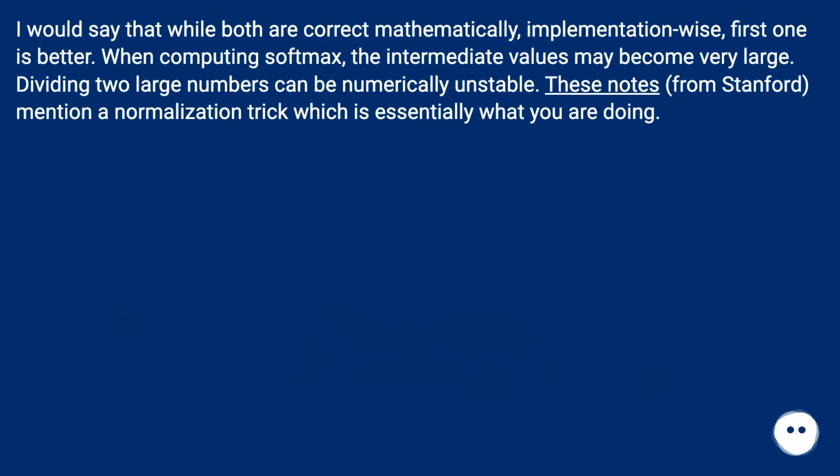I would say that while both are correct mathematically, implementation-wise, the first one is better. When computing softmax, the intermediate values may become very large. Dividing 2 large numbers can be numerically unstable. These notes, from Stanford, mentioned a normalization trick which is essentially what you are doing.